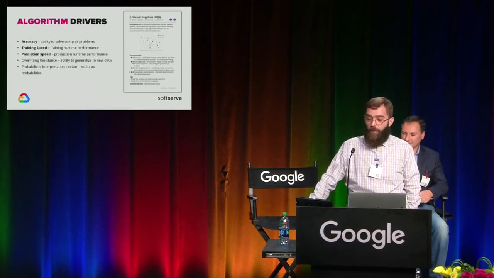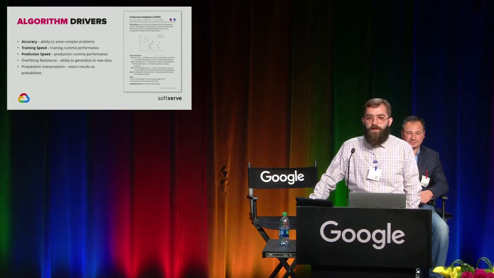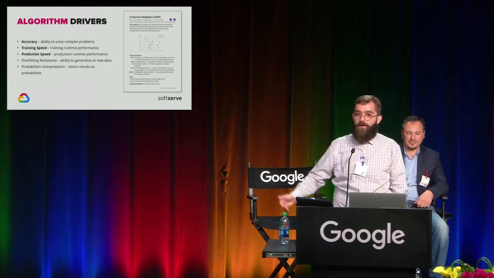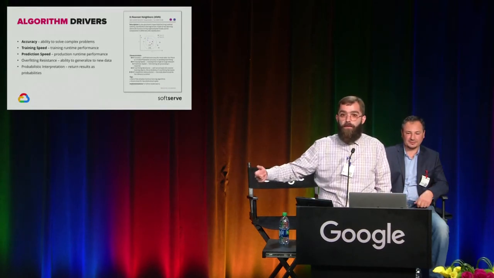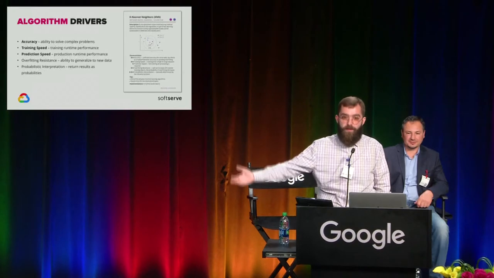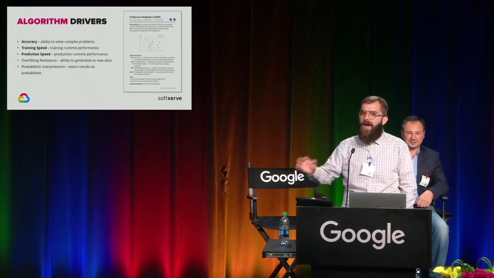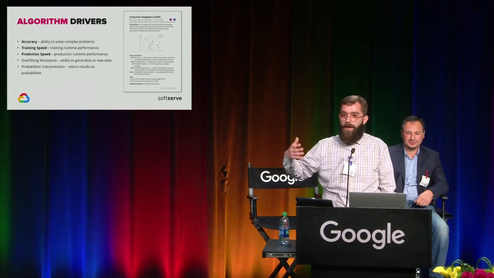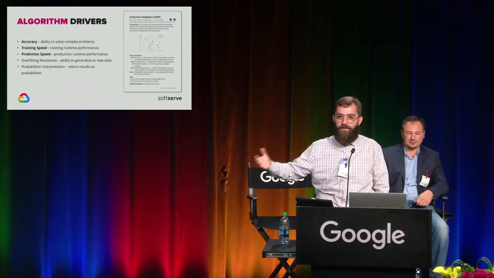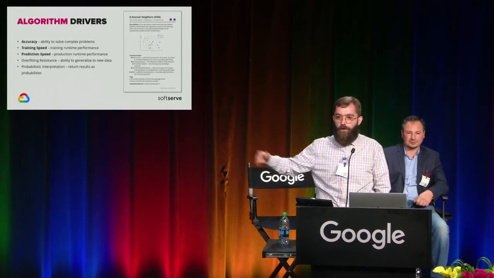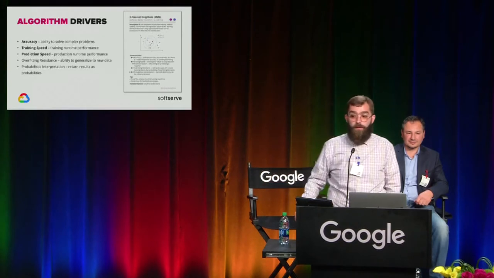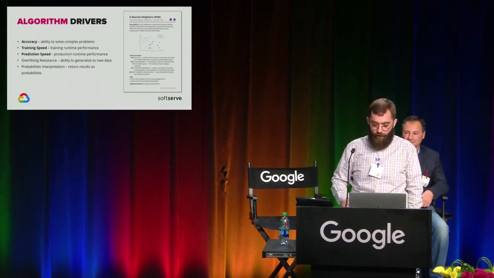And the last driver is probabilistic interpretation, which is also not important for our case, but might be for many others. It means whether an algorithm provides a probabilistic interpretation of the result. For instance, if it's not enough for you to know whether there will be rain tomorrow or not, and it's important to know the probability of rain tomorrow, so you can penalize your risks and so on. So you have to have this probability instead of just a label 0 or 1 for rain or not rain. In our case, that's not important, but this is the case for many problems.